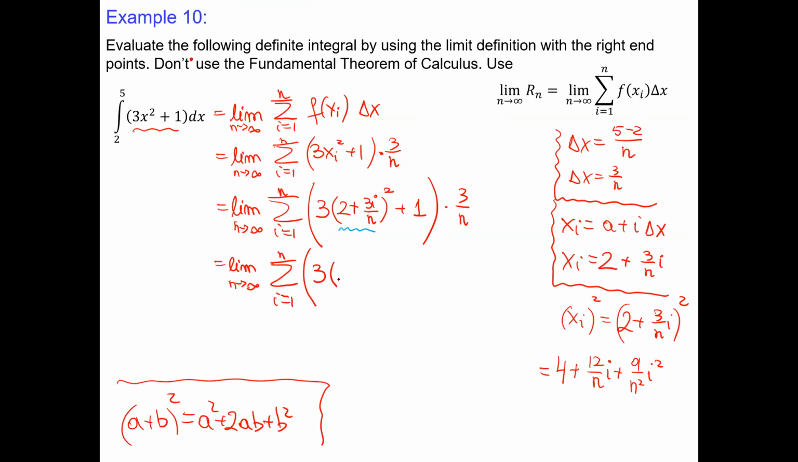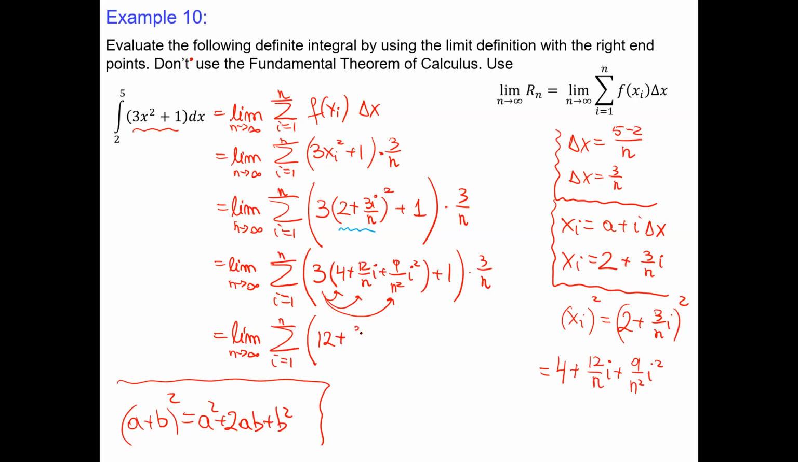Okay, 3 times 4 plus 12 over n i plus 9 over n squared i squared, plus 1, times delta x, 3 over n. What's the easiest way? I believe we can distribute that 3 because we don't want to lose it. Yeah, each algebra and arithmetic step has to be correct. 3 times 4, 12, 3 times 12, 36 over n i. 3 times 9, 27 over n squared i squared. Plus 1.